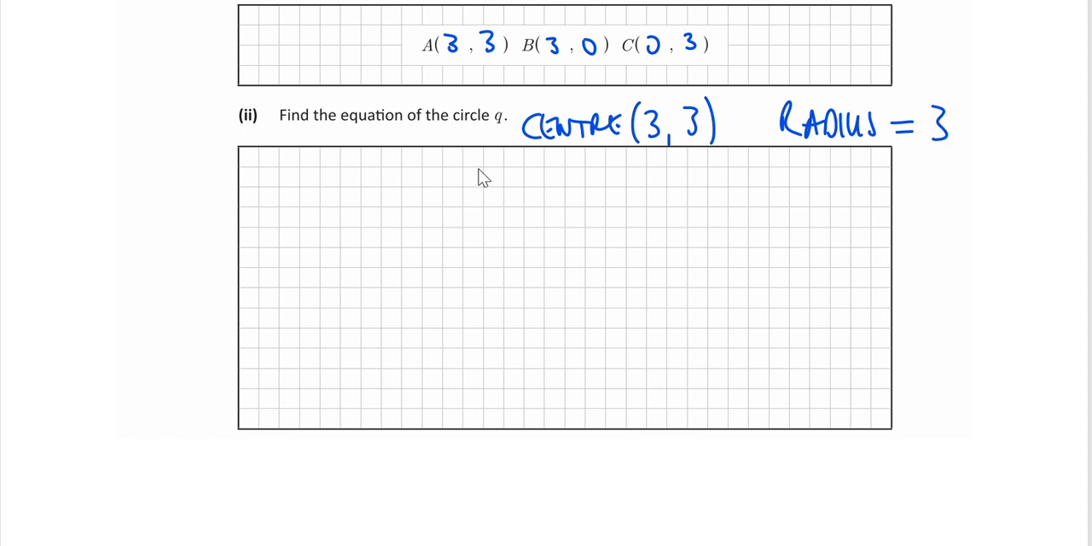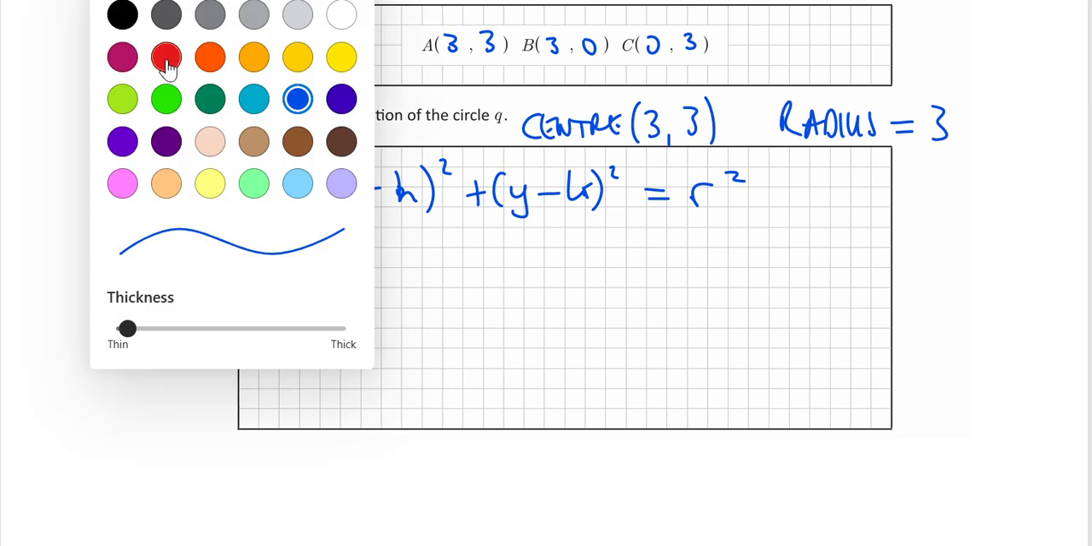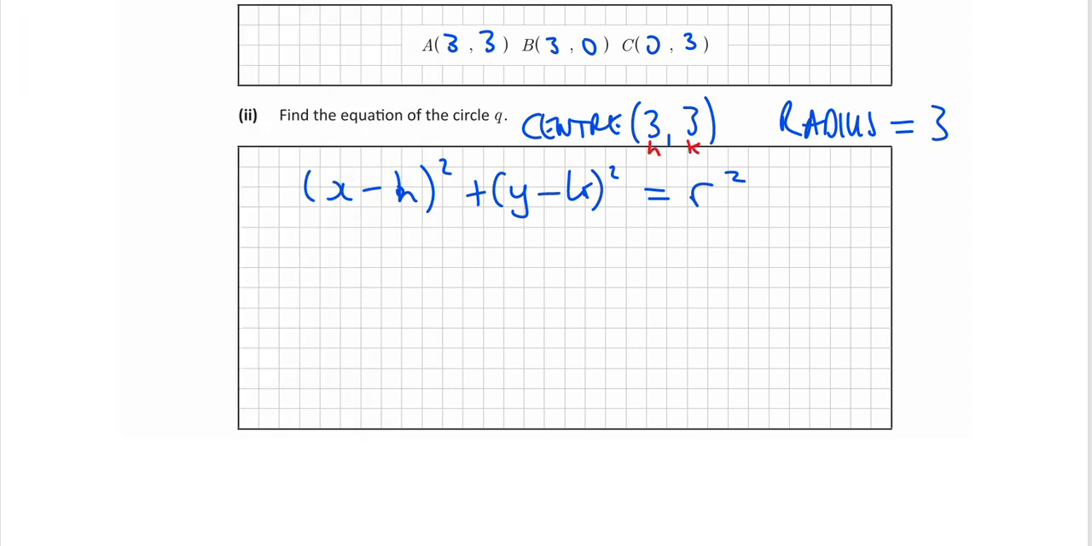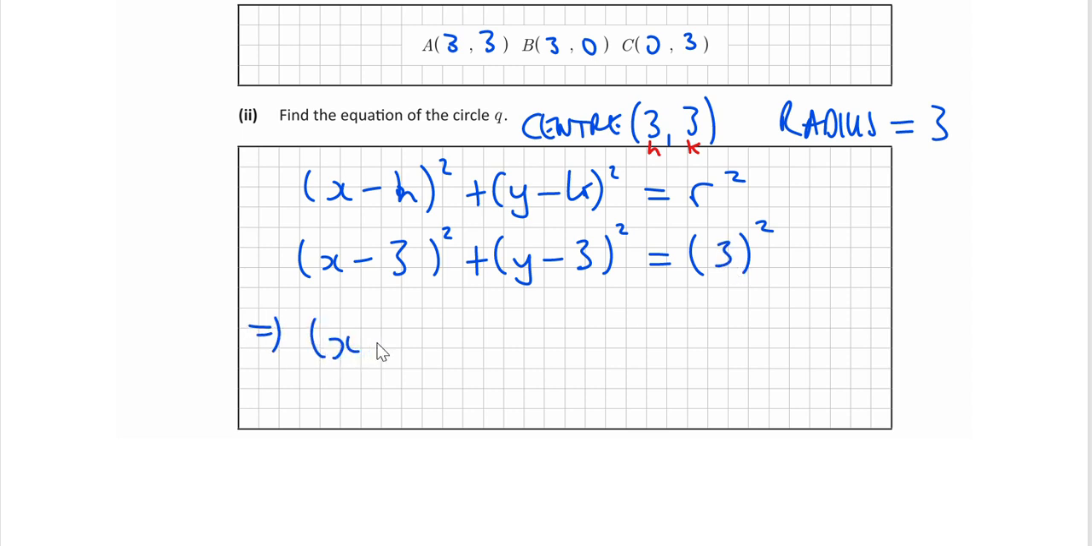Then we go down to our circle equation: (x − h)² + (y − k)² = r². This is h, this is k. We set it up: (x − blank)² + (y − blank)² = blank² for r. So h is 3, k is 3, and the radius is 3. Our last step is just to tidy that up: (x − 3)² + (y − 3)² = 9. Finito.